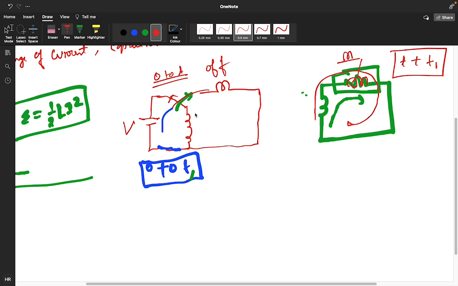Suppose first the current was coming like this, my I current was coming like this, positive to negative. When I move this switch from this point to this point, the current will move from this point, so the sign of the current will get changed.